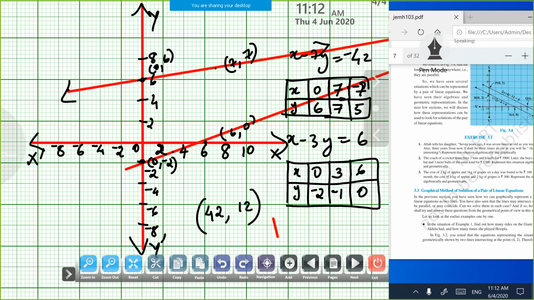Here there is a limitation of space, so we cannot show the intersecting point. Its intersecting point is 42, 12. Clear? The intersecting point is 42, 12. Your answer is 42, 12. Clear? Draw the graph, all of you.